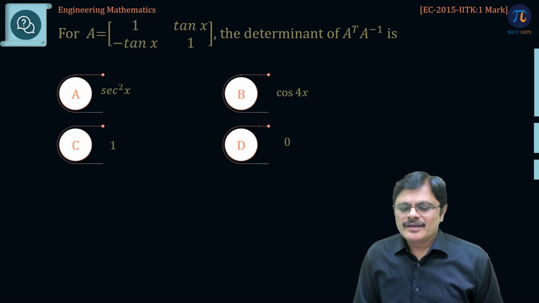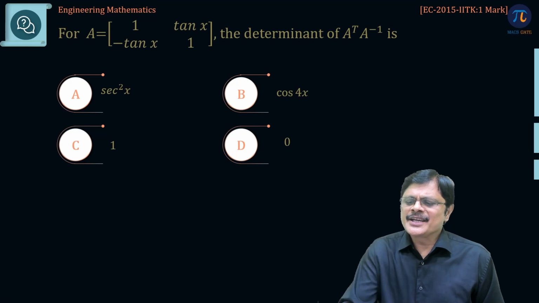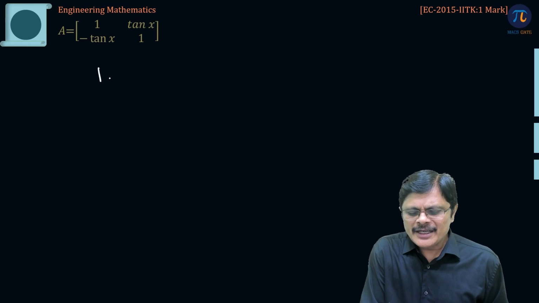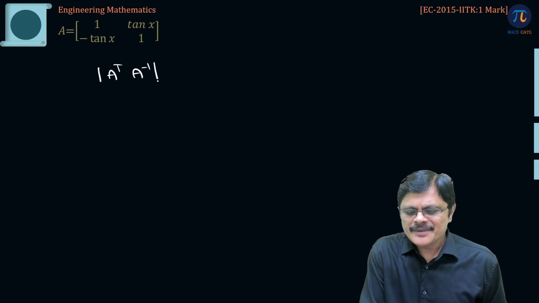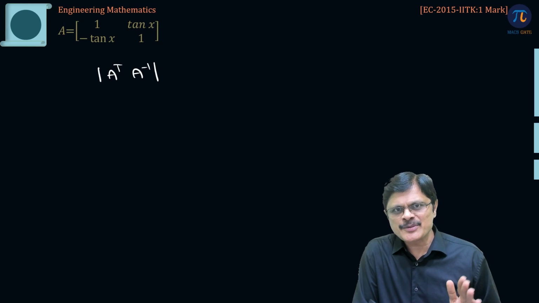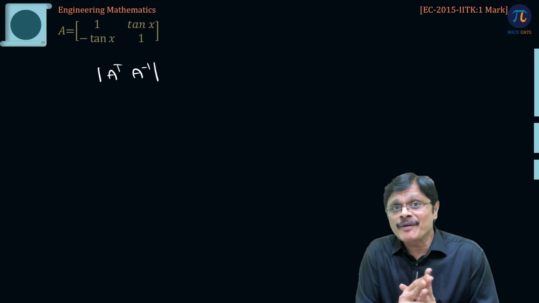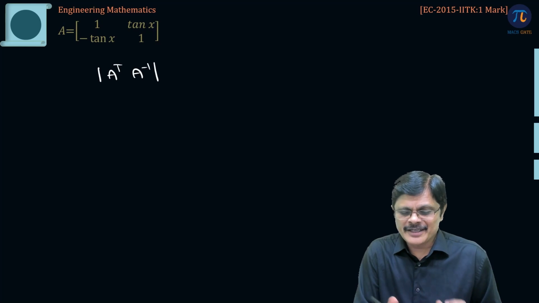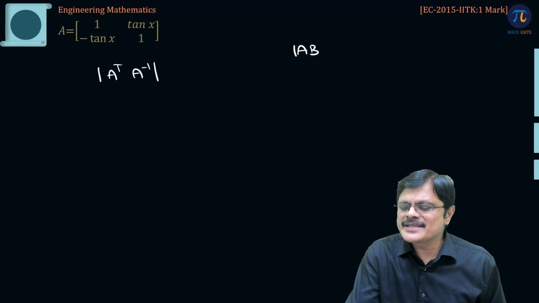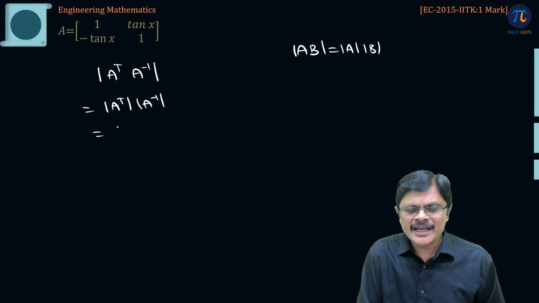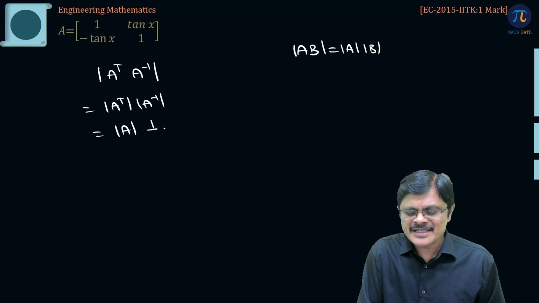Next problem. Here matrix A is given. He is asking you to find determinant of A transpose into A inverse. Generally, what people do is find A transpose, find A inverse, multiply, then find the determinant of the matrix. I also find this solution in some of the PYQ books. Dear friends, we know the property det AB is equal to det A into det B. So determinant of A transpose into A inverse is det A transpose into det A inverse. But det A transpose is the same as det A, and det A inverse is 1 by det A.